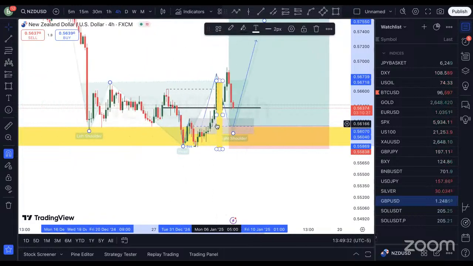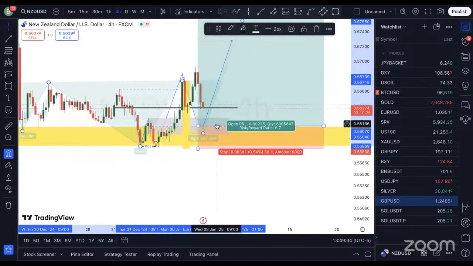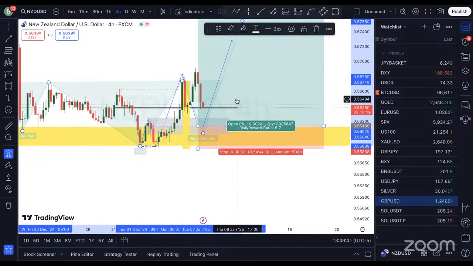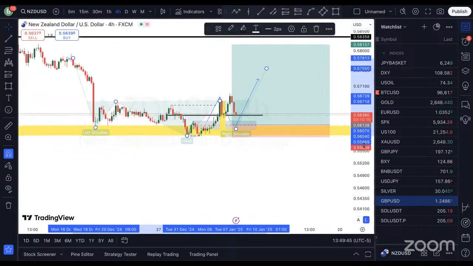Please don't forget, always remember that. It's very important. That means we are now taking a new trend. This will be the first swing low. This will be the second one. The third one will form. The fourth one will form. The new trend has started.